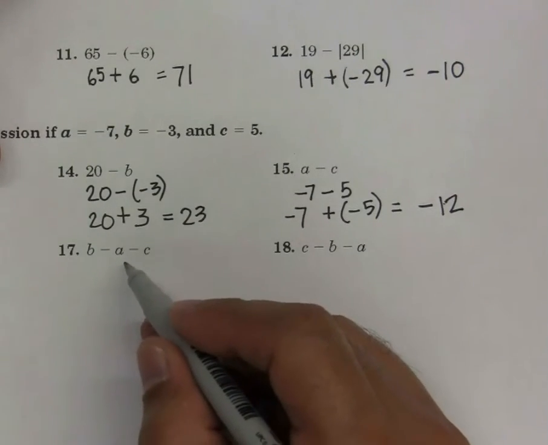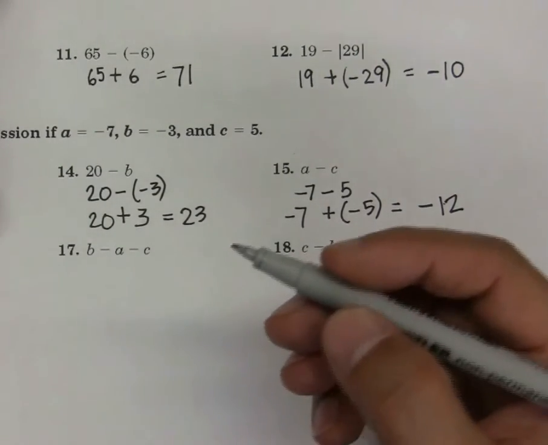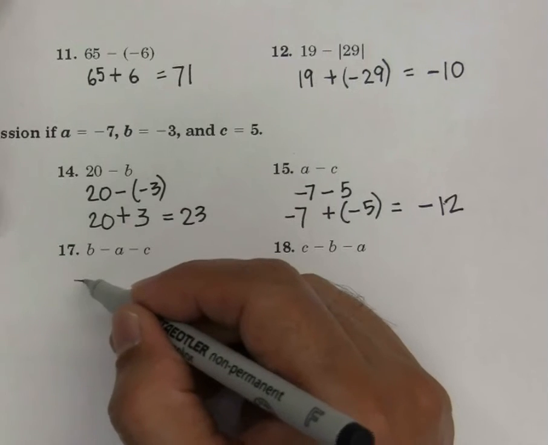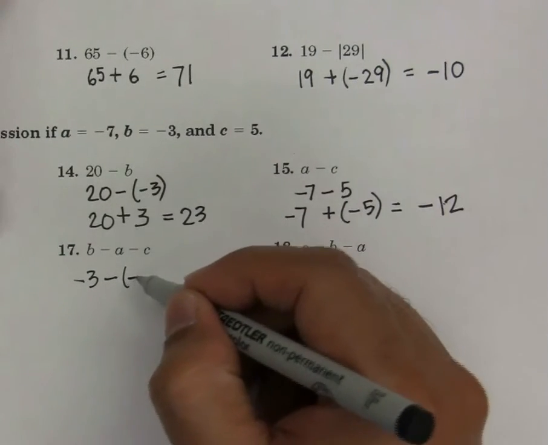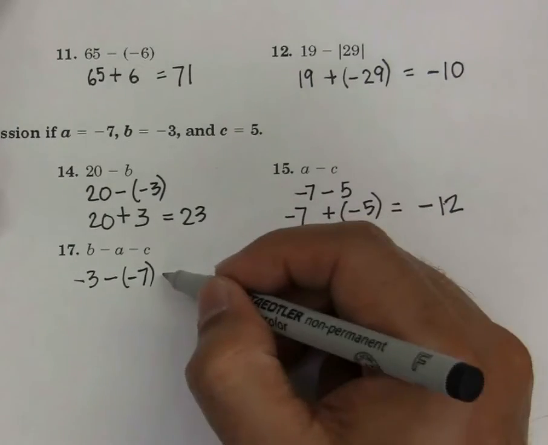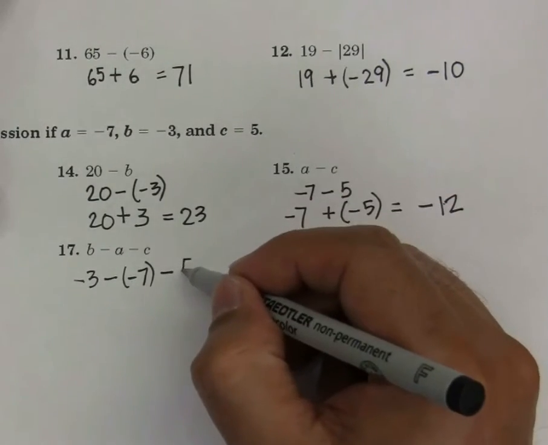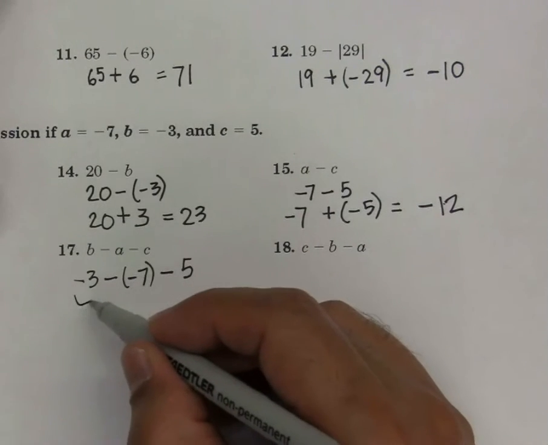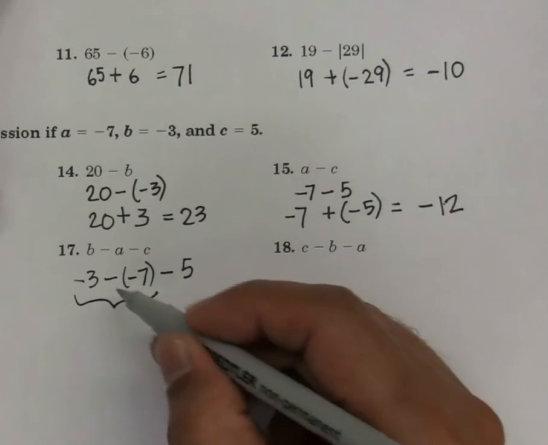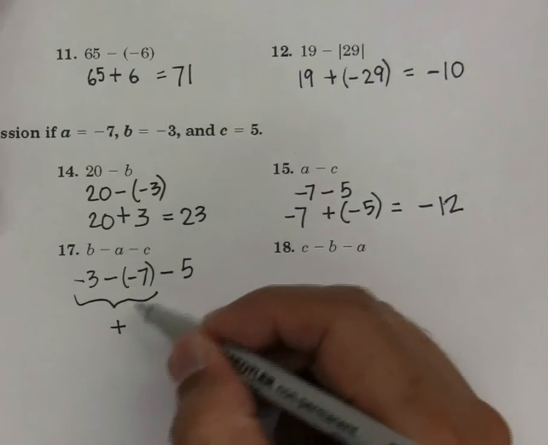B minus a minus c. Negative 3 minus negative 7 minus 5. I'm going to do this first. To subtract, add the opposite.